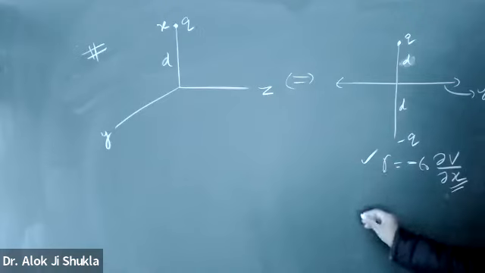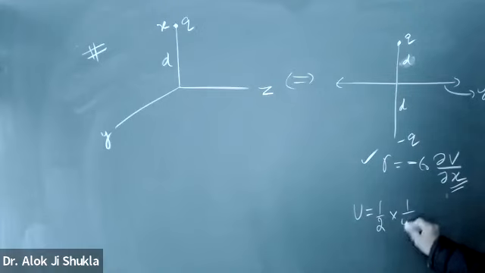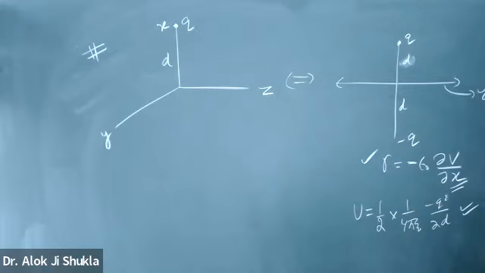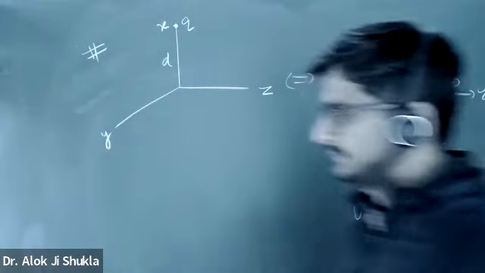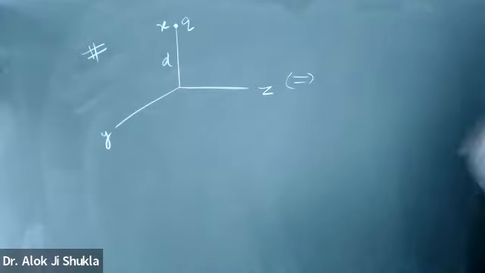And what will be the interaction energy now? Half into 1 upon 4 pi epsilon naught minus Q square by 2D. Got it? ठीक है? Anything else?